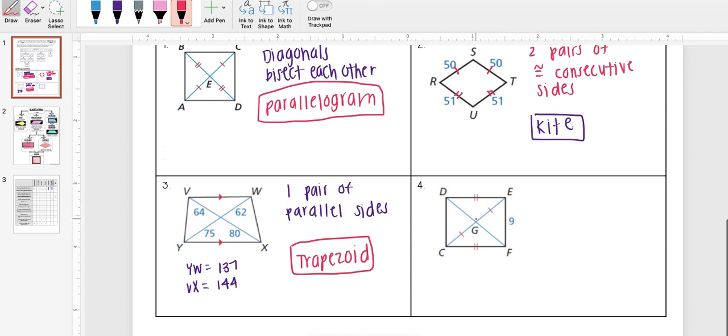I don't know if both diagonals are bisected, so I can't say it's a parallelogram. So this one actually doesn't fall under any of those. Since it doesn't have the properties of any of them to label it, I would just call this a quadrilateral.